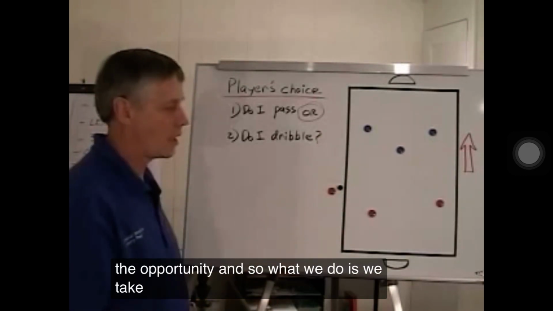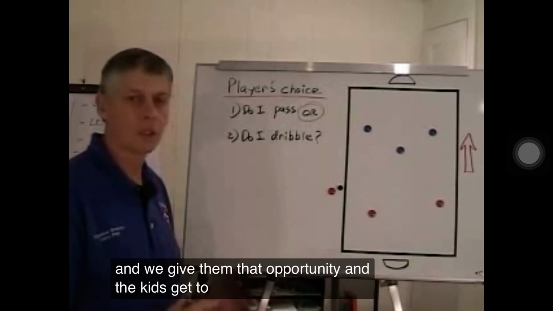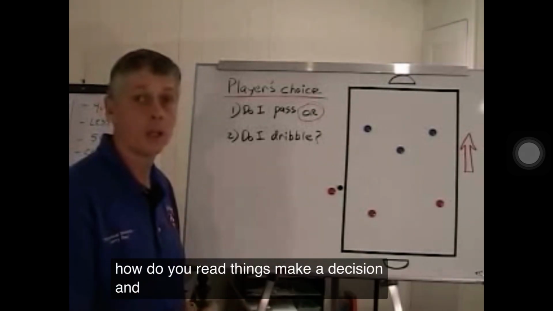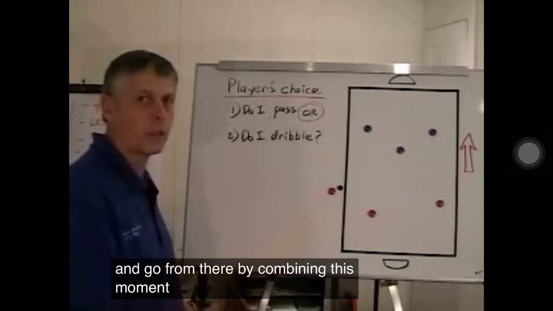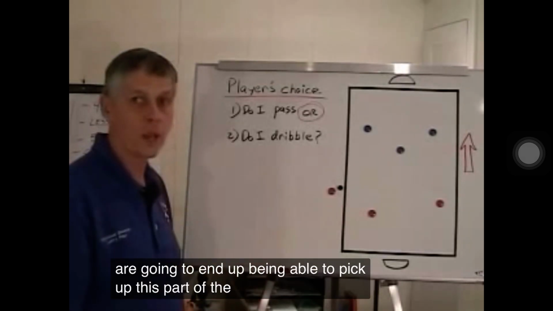And so what we do is we take the restarts, the throw-ins, the goal kicks, the kickoffs, the corner kicks, and we give them that opportunity, and the kids get to learn: look, slow down, get your head up, look around, what do you see, how do you read things, make a decision, and go from there. By combining this moment, restarting the game, with an important educational lesson, the kids are going to end up being able to pick up this part of the game a lot quicker.